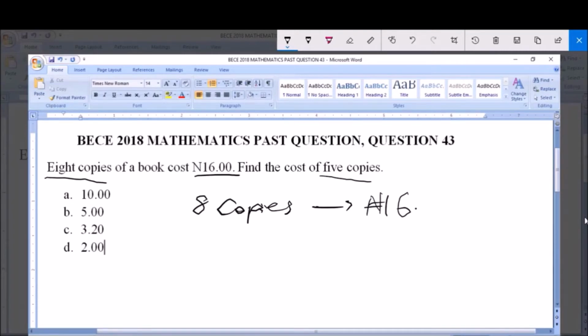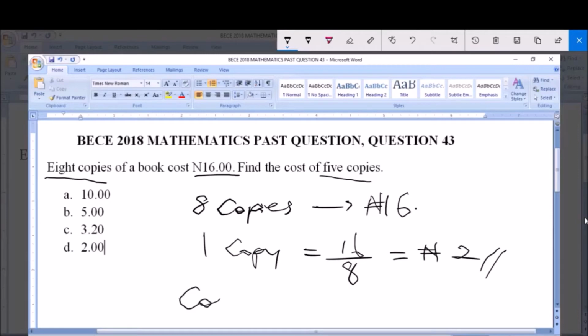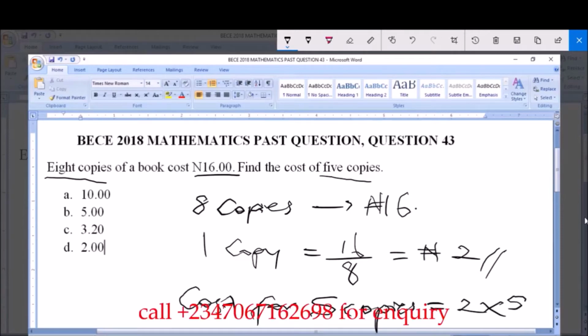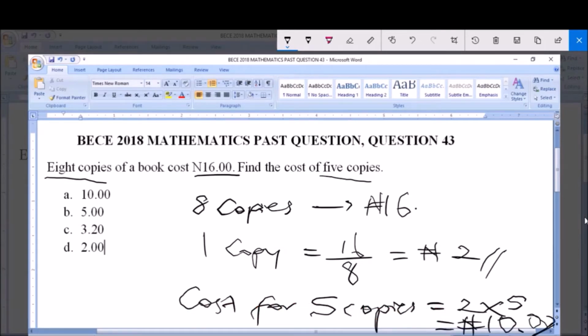Now we have that 8 copies cost 16 naira, so therefore 1 copy will cost 16 naira divided by 8. That is 16 divided by 8 will give us the cost for 1 copy, and that is 2 naira. Now since we have that the cost of 1 copy is 2 naira, we can now find the cost for 5 copies by simply multiplying 5 by 2. So cost for 5 copies is equal to 2 times 5, and this will give us 10 naira. So therefore the cost of 5 copies is equal to 10 naira.